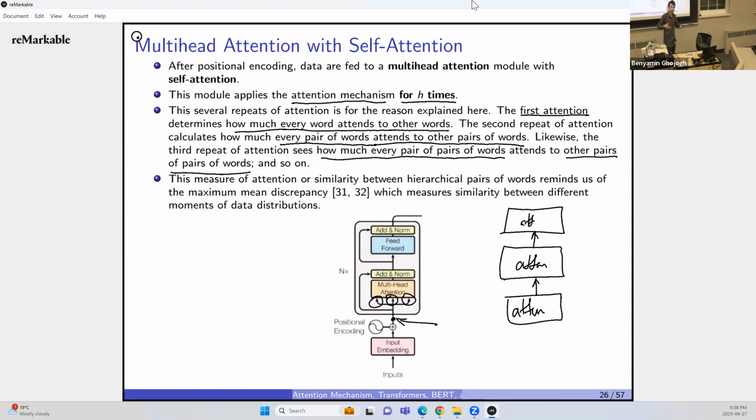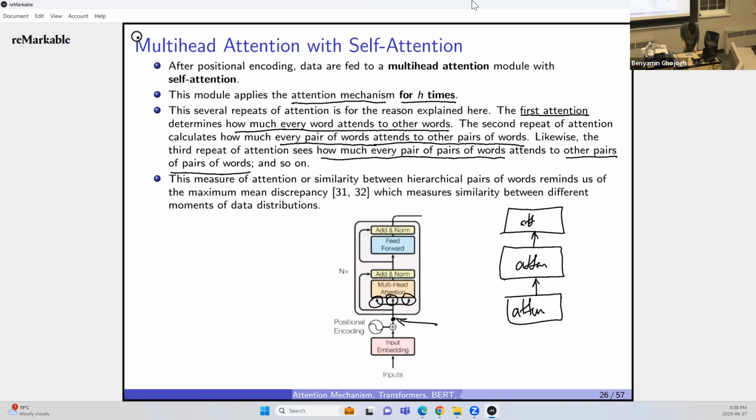The first attention says how much I am attending to you. The second one says how much we two are attending to two other people. The third one, how much pairs are attending. I need to imagine, it's so complicated. Okay, so you do it H times. That's why transformers are working very well. They're calculating the attention of pairs of words with each other. Okay, so we have multi-head attention.